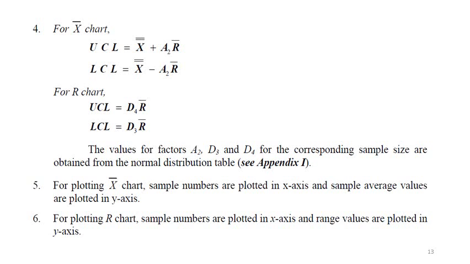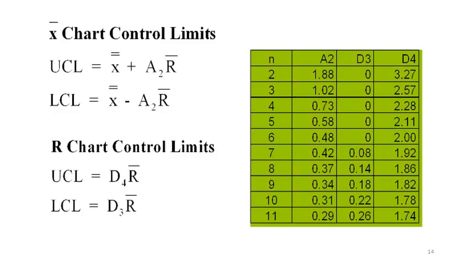So the X bar chart we will plot. How will we plot? On the X-axis the number of samples and on the Y-axis the average values. For the R chart, sample numbers are plotted on the X-axis and range values are plotted on the Y-axis. For the X bar chart, sample numbers are on the X-axis and average values are on the Y-axis. That's the sixth step. So by using these six steps, we can draw the X bar chart and R chart.